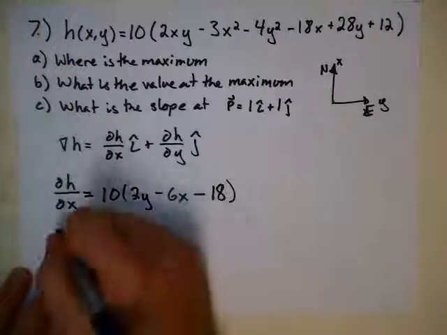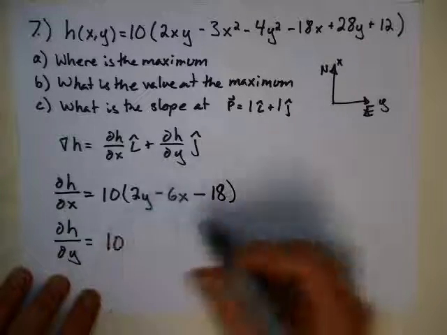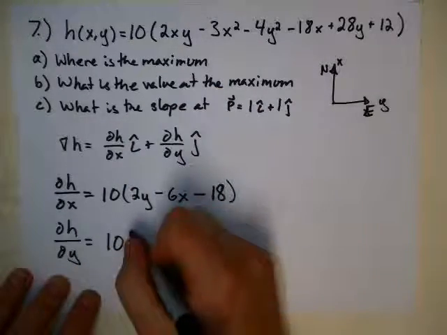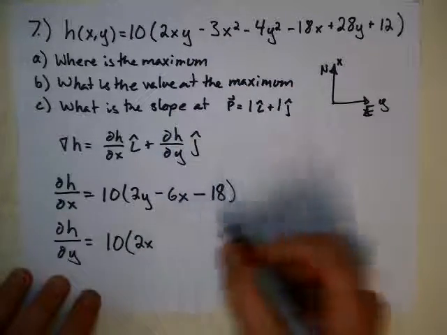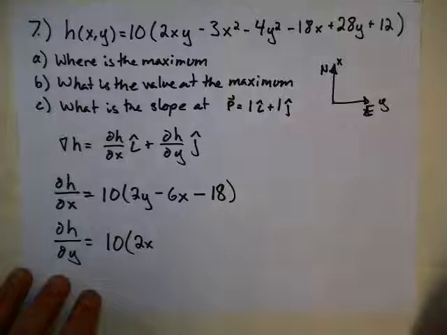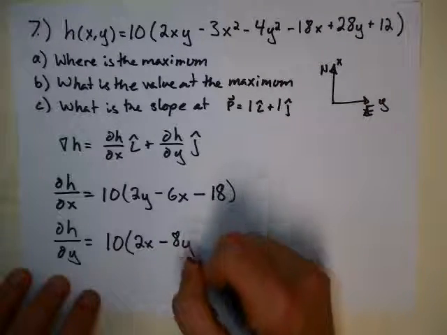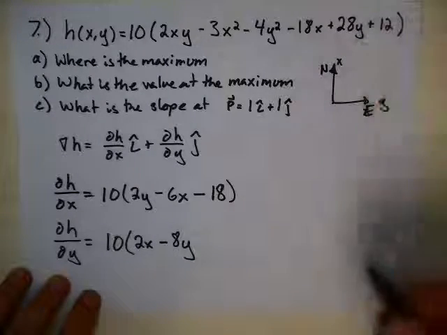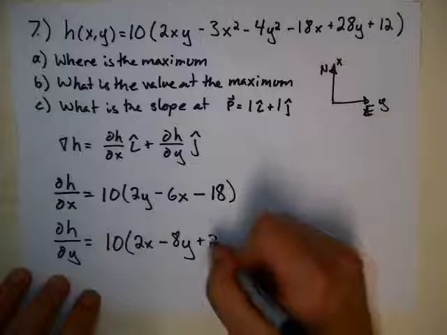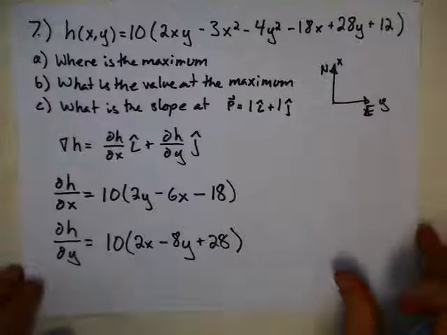So there we go. The partial of h with respect to y is going to be, we're going to take the 10. It's just a multiplication. 2xy, the derivative with respect to y is 2x. Minus 3x squared, the derivative with respect to y is 0. Minus 4y squared, the derivative with respect to y is minus 8y. Minus 18x, the derivative with respect to y is 0. Plus 28y is going to give us plus 28, and the last term is 0. And so those are the partial derivatives that we're going to be using to solve the problem.